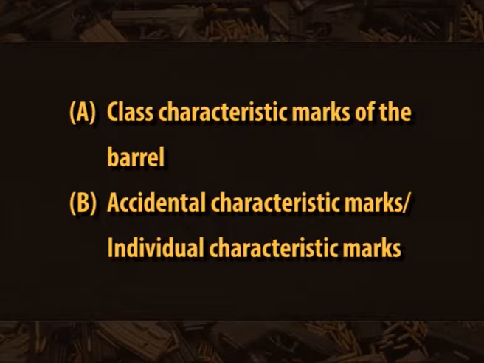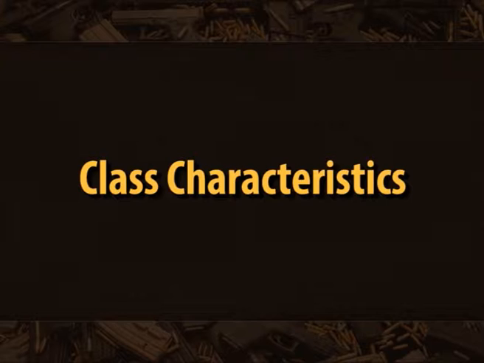A bullet is a projectile fired from a rifle weapon and is a part of a rifled cartridge. The bullet, while passing through the barrel, gets the following characteristics of the barrel. First is the class characteristic marks of the barrel, and second, accidental characteristic marks or individual characteristic marks. Now, let us come to the class characteristics.